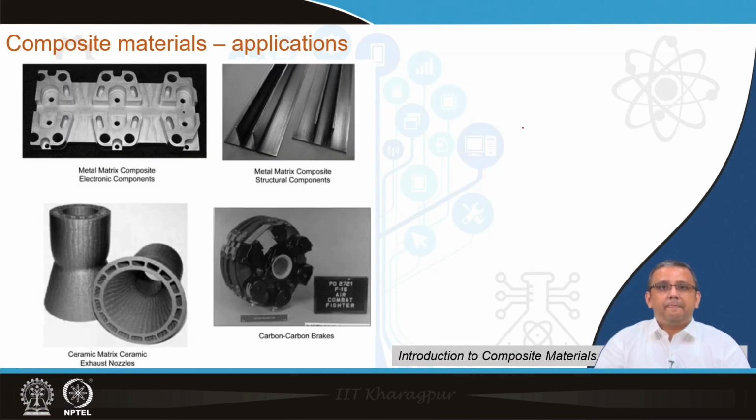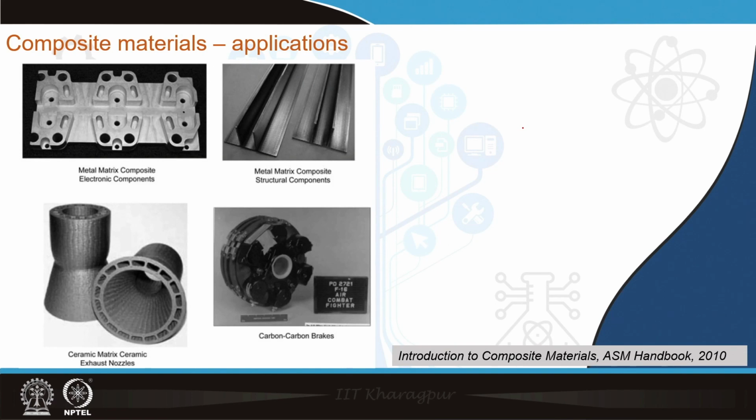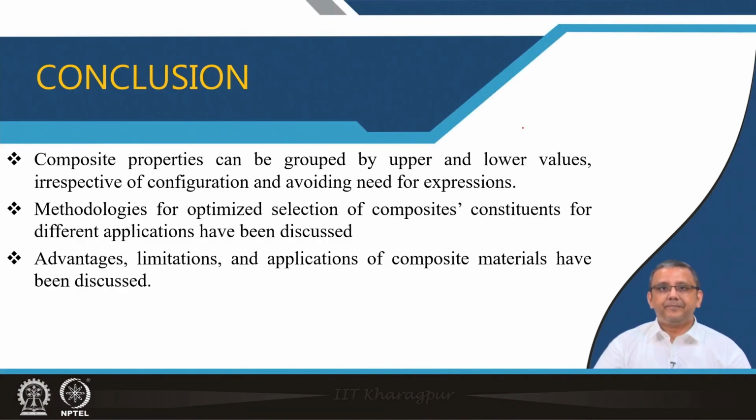Then again, these are other applications of composites, like, as I already mentioned, metal matrix composites for electronic components, where one needs to minimize the thermal distortion, that is, optimize the thermal properties. Then ceramic matrix composites for exhaust nozzles, where you have high temperatures and corrosive gases. Then carbon brakes for automobiles, and also MMCs for many structural component applications. So, all these are applications of composites, where without composites we cannot think of modern technology.